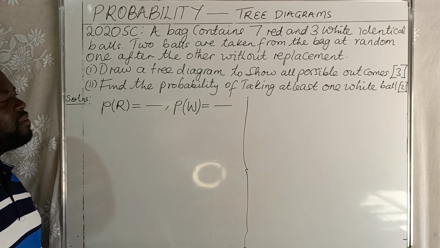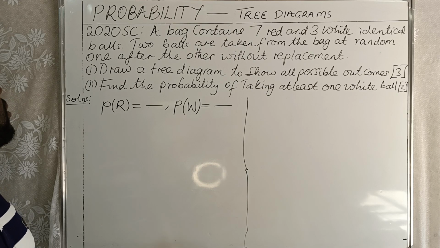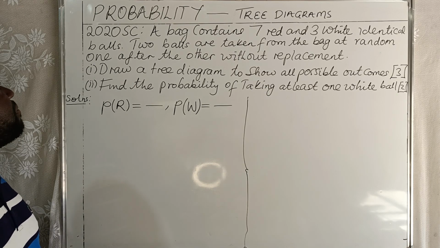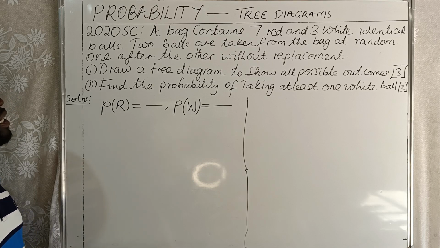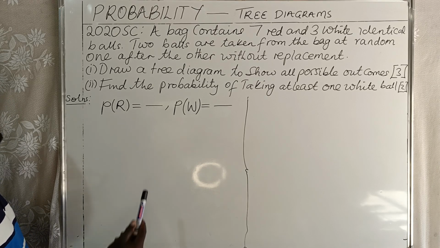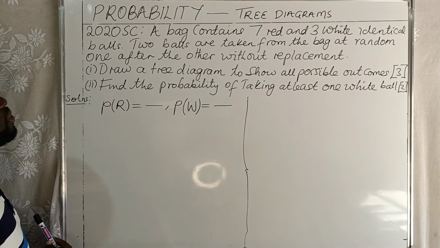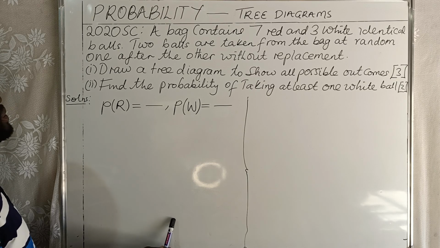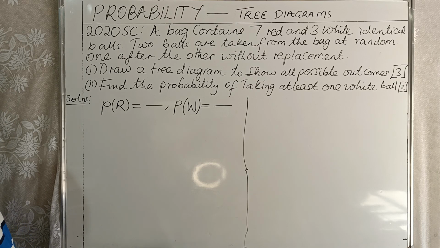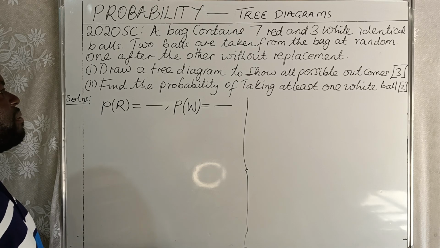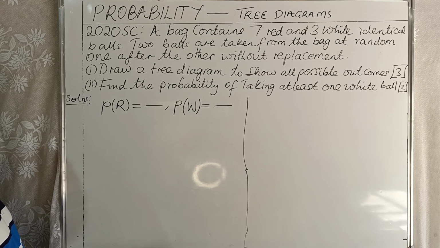The question is coming from the Examinations Council, 2020 paper 2 school certificate, and it reads: a bag contains 7 red and 3 white identical balls. 2 balls are taken from the bag at random, one after the other, without replacement. Draw a tree diagram to show all possible outcomes. Find the probability of taking at least one white ball.